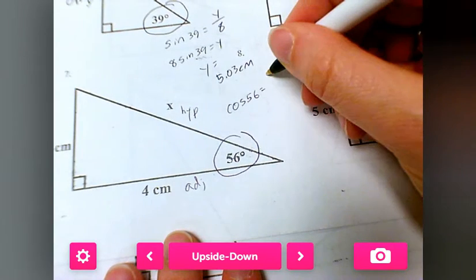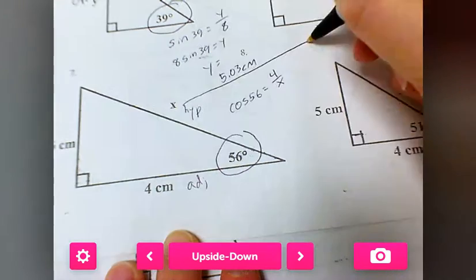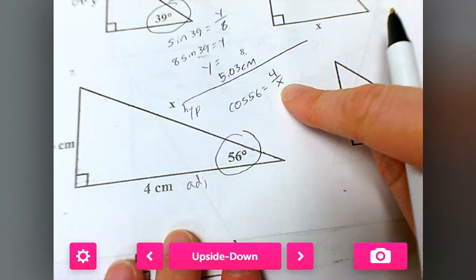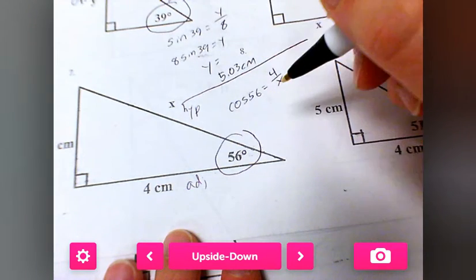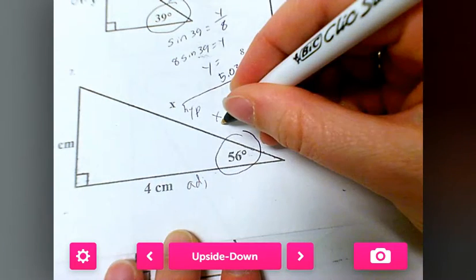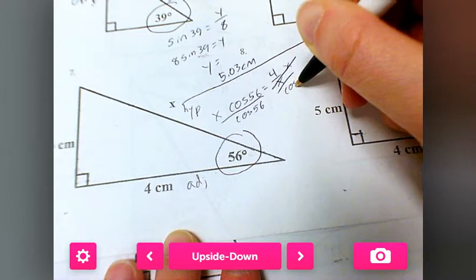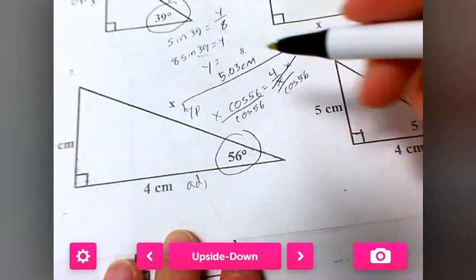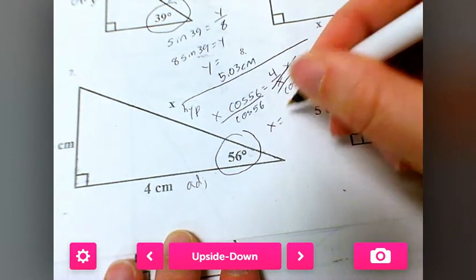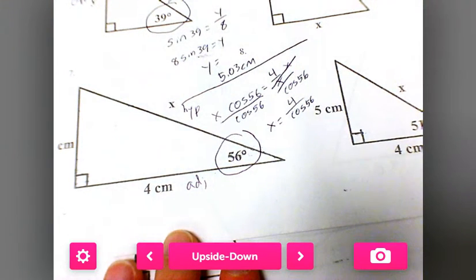equals the adjacent, which is 4 over x. Now, you have an x on the bottom here. We're dealing with this problem right here. You have the x on the bottom. So if you think about it, we are multiplying both sides by x, and then we're going to have to divide by the cosine of 56. Or you could just think of them trading places. So x can equal 4 divided by cosine 56. So we want to put that in our calculator, 4 divided by cos 56.